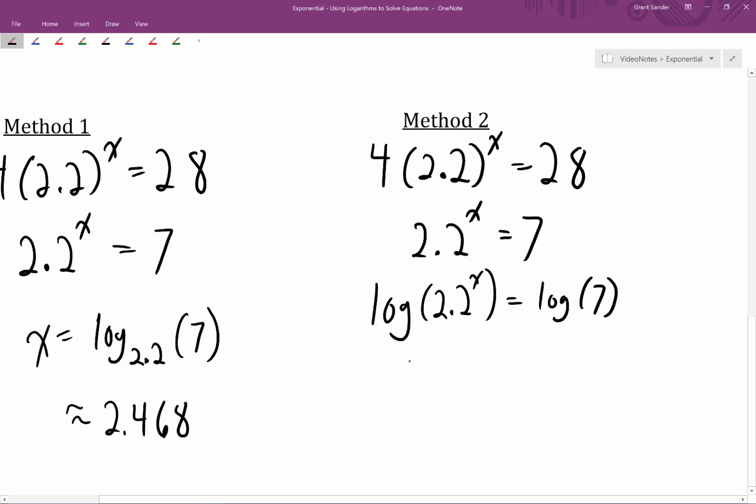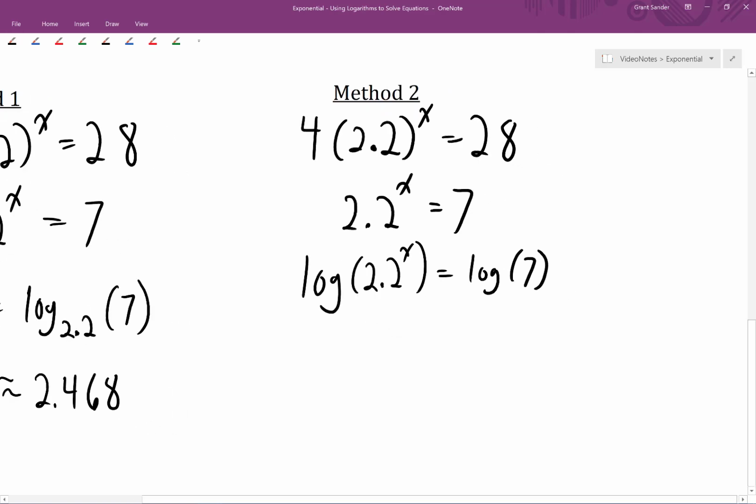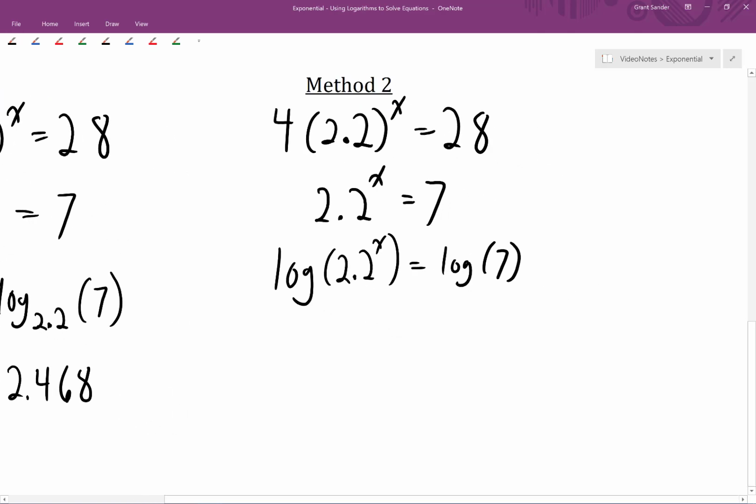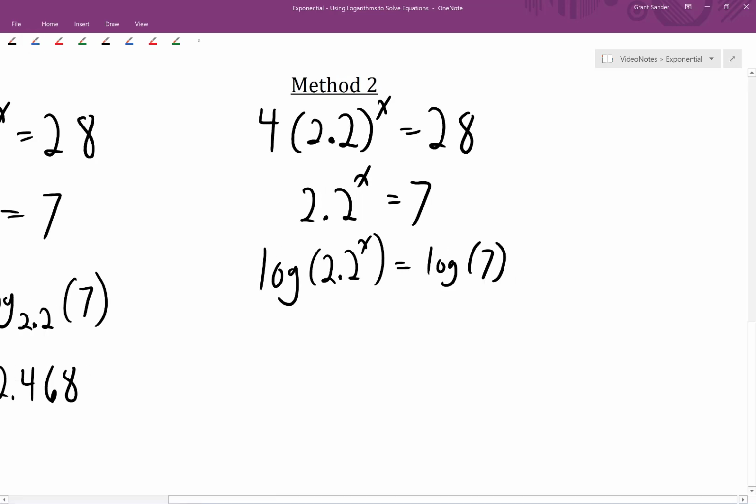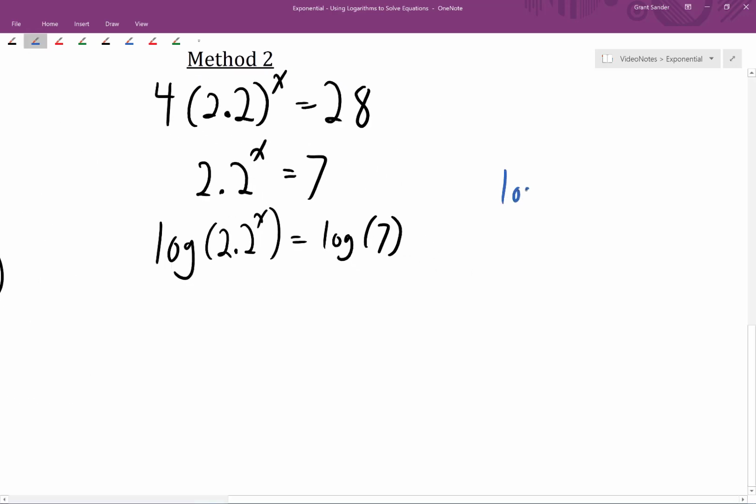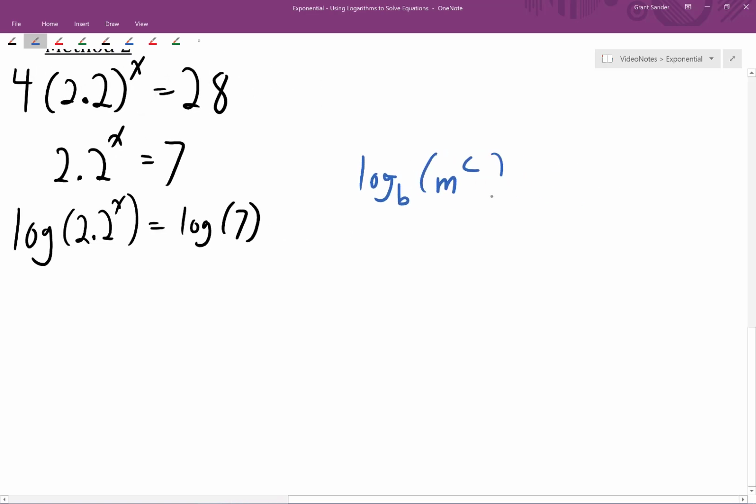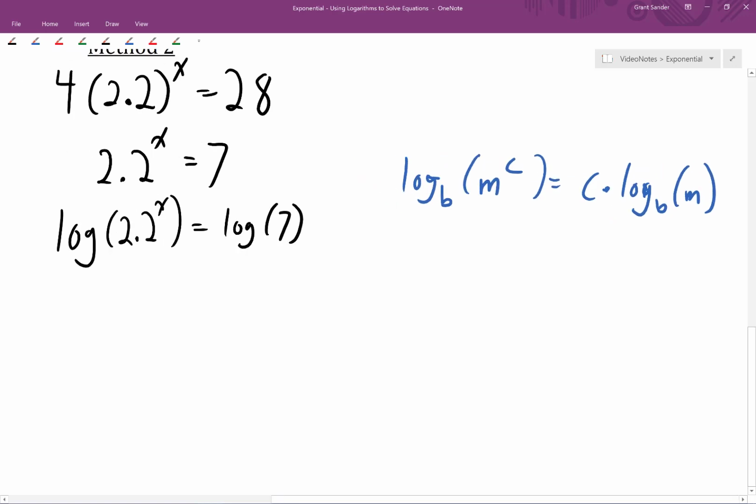And recall, if we don't write a base on this log function, we're talking about log base 10. So if we don't write a base, we're imagining a 10 in the base spot. Okay, so now we have log of 2.2 to the x is equal to log of 7. And recall, we'll write a little side note over here, recall that log of any base, so log base b, of m raised to a power of c is equal to c times log base b of m. So we have an exponent in the input that turns out to be scaling the output of that log function.